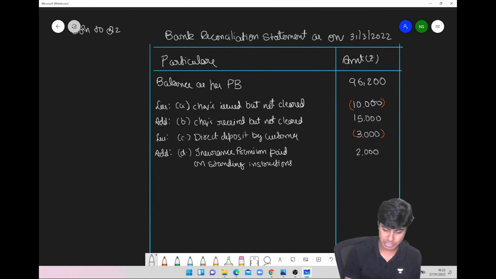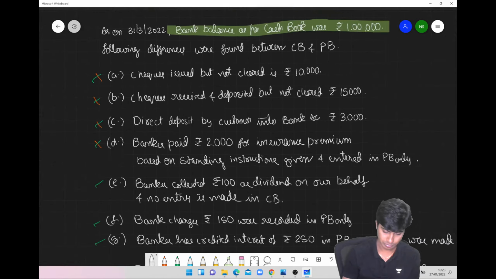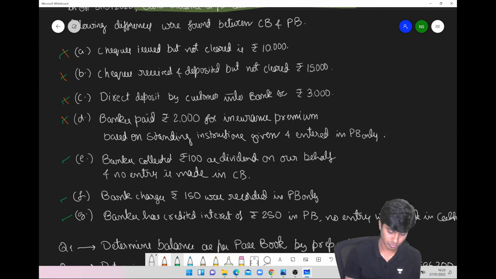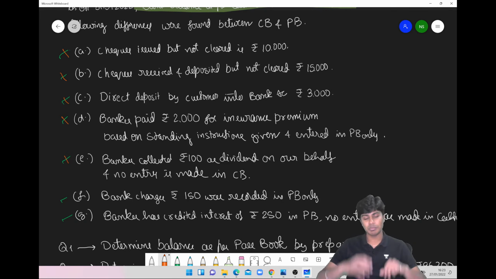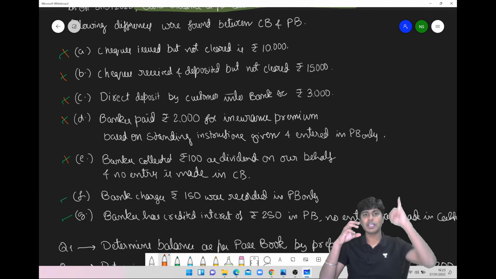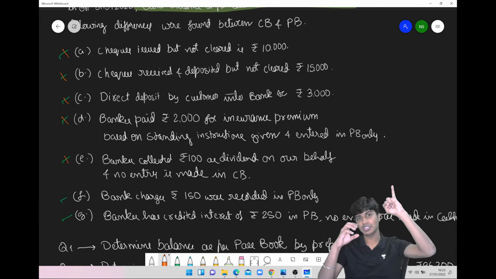Okay, then we'll have adjustment E coming up. Let us do adjustment E. Banker collected rupees 100 as dividend on our behalf and the entry is made in cash book. We were supposed to collect and the banker has collected it. When the banker collected this 100 rupees on our behalf, the entry was made in the passbook. So balance per passbook has increased, but our balance per cash book has not increased.